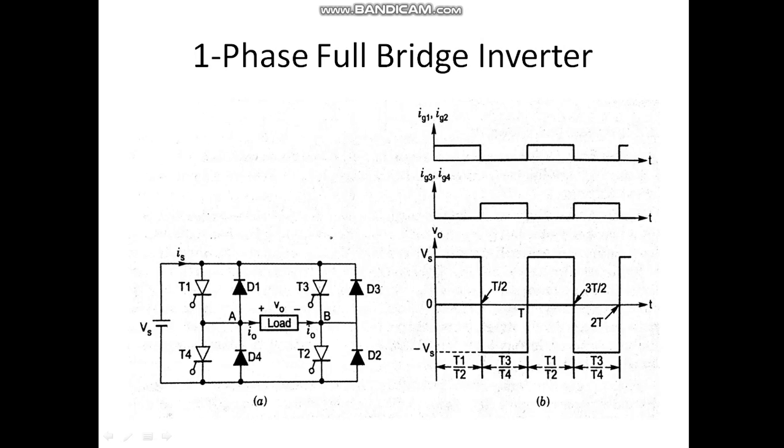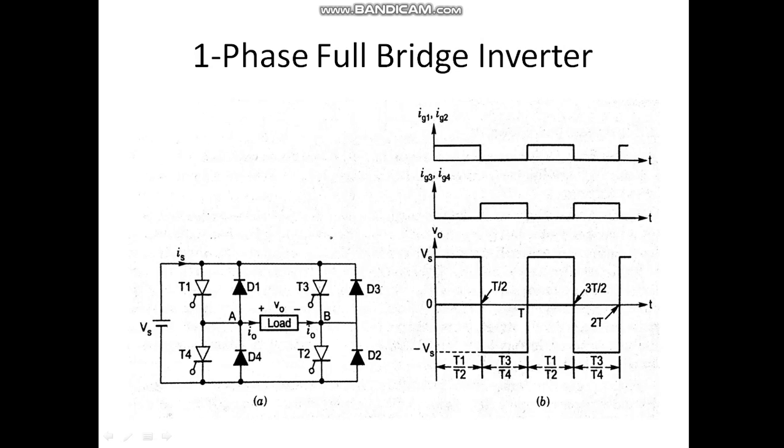See, when we give gate pulses to thyristors 1 and 2, the pair 1 and 2, and the other pair 3 and 4, the current will move from Vs through T1, through point A, the load, B, and T2 will come back to the source. This is the direction. So the load has terminal A positive, terminal B negative, and the current is moving from A to B.